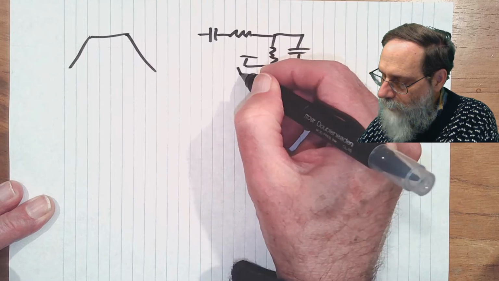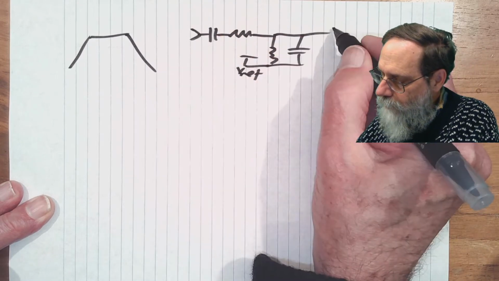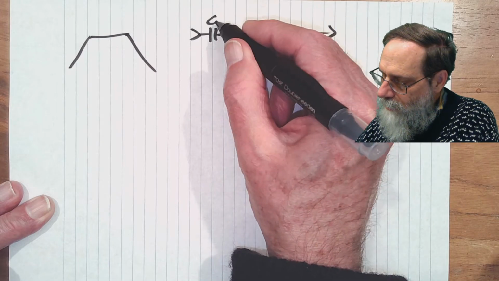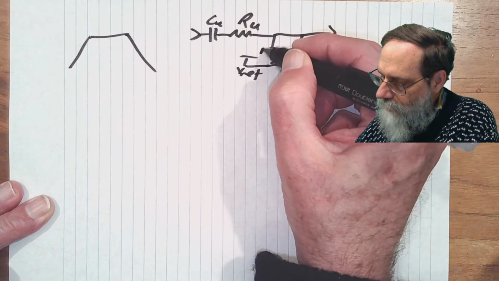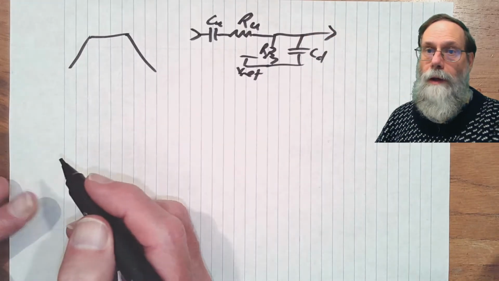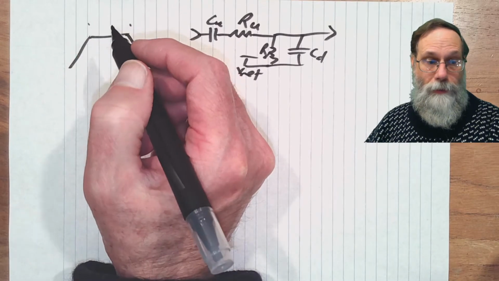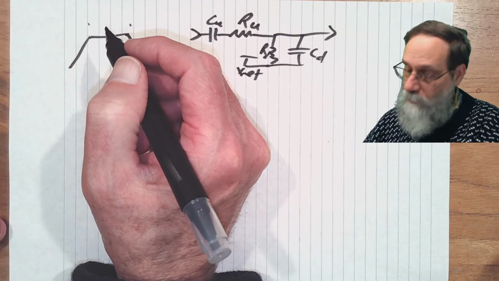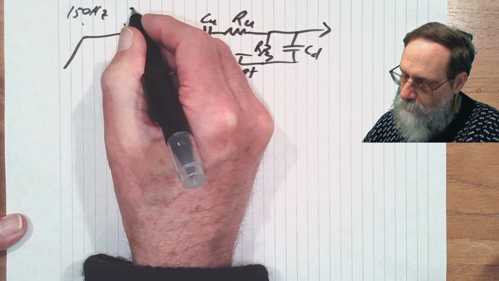This will be to Vref here. This is called a CU and RU, and this CD and RD. Okay, we've got two corner frequencies. Where do we want to put them? Let's say 150 hertz and 20 kilohertz.